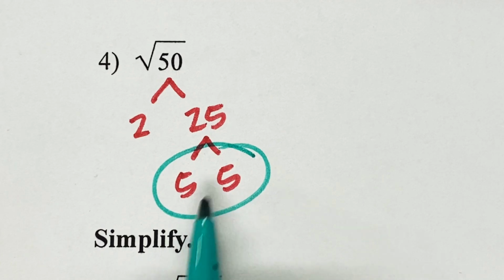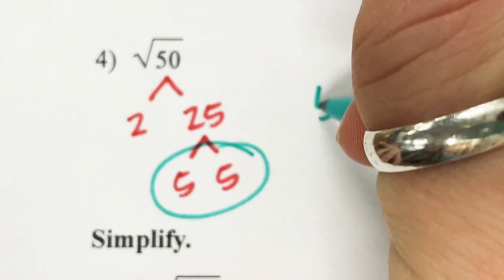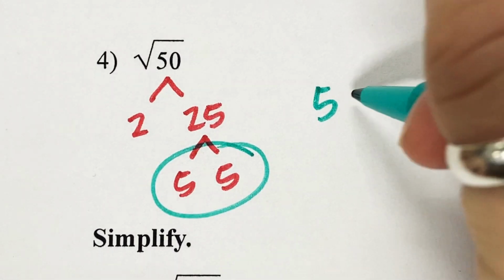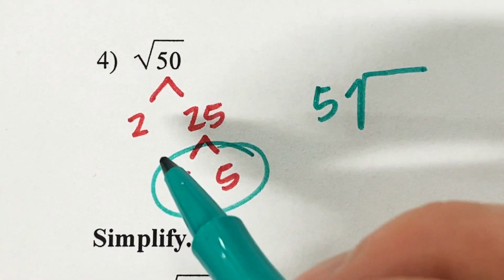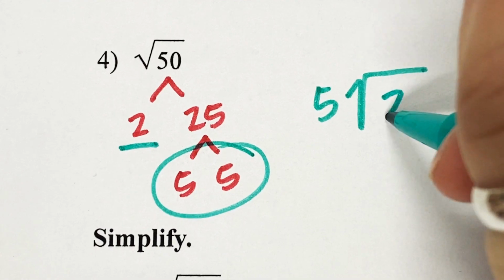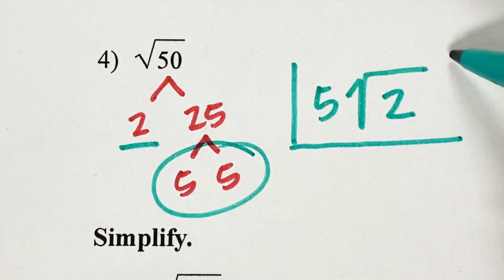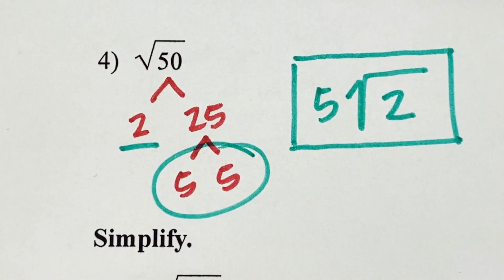So these 5s can couple up. They make one couple, so only one 5 leaves. They turned into one couple that can go on a date. And then there's one sad 2 that had to stay inside. So our final answer is 5 root 2.